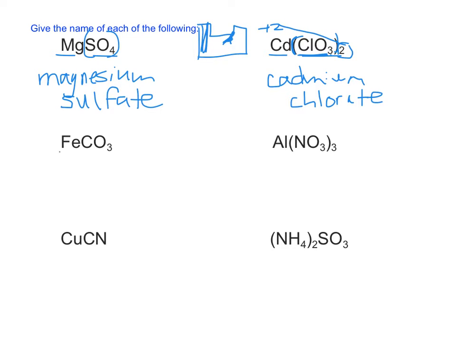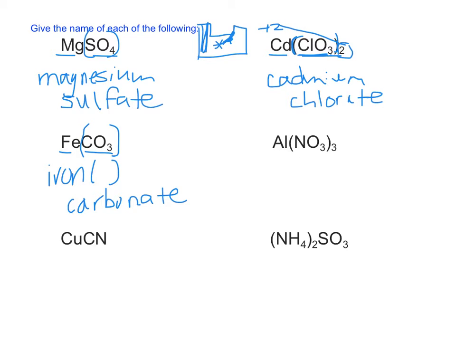Okay, let's look at FeCO3. This does not have parentheses, but you can hopefully recognize a group. Fe is iron, and something about iron is it is multivalent. It's in the middle of your periodic table, so we will need to figure out the charge of iron. So it's going to be iron something, and the group CO3 is carbonate.